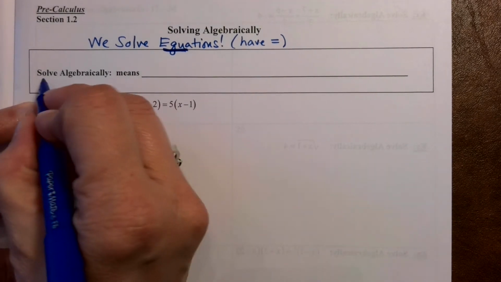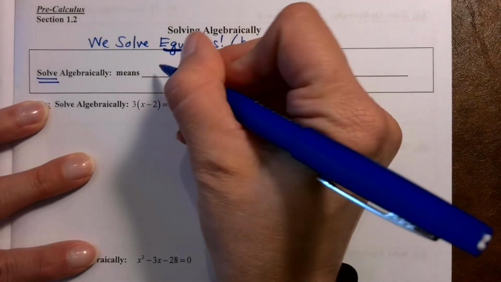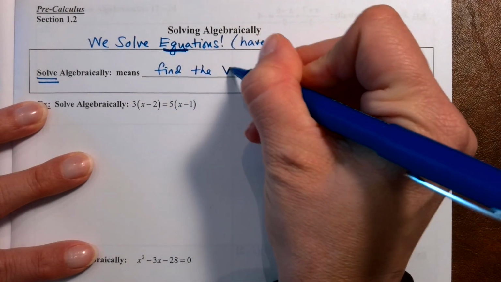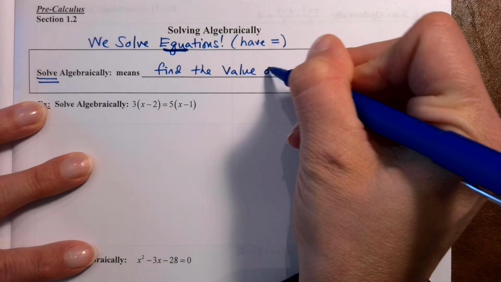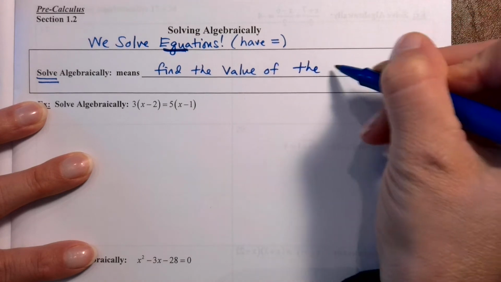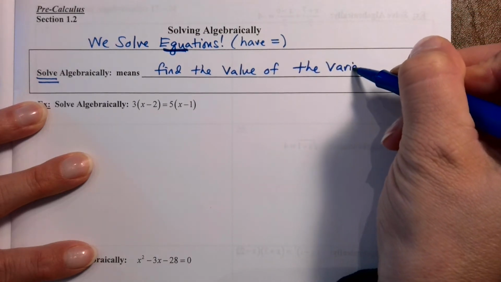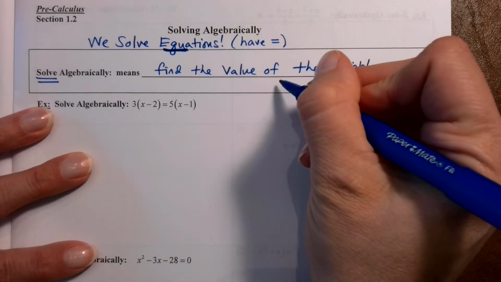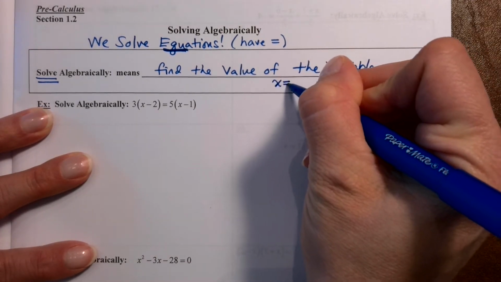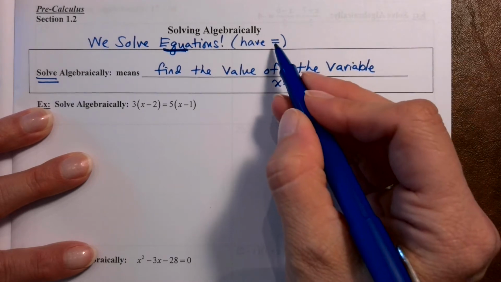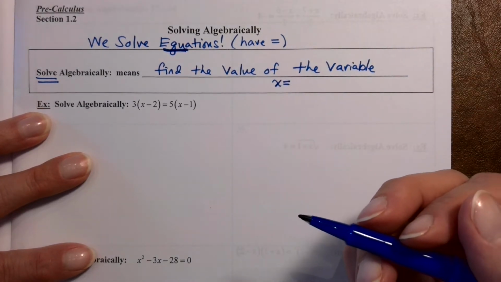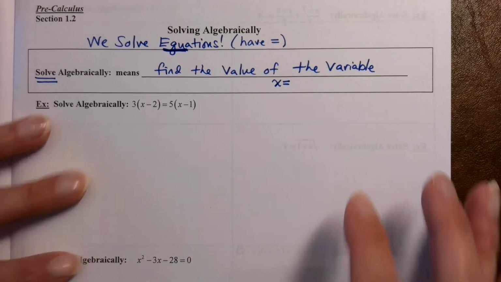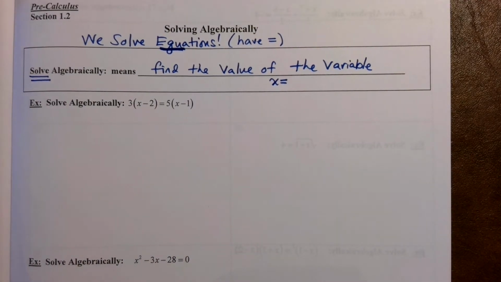To solve algebraically, that means that we find the value of the variable. So that means our answer is going to be x equals. That's only if you have an equal sign in the problem. If it's just factor this expression, we can't do it. Okay, so let's take a look at this first example right here.